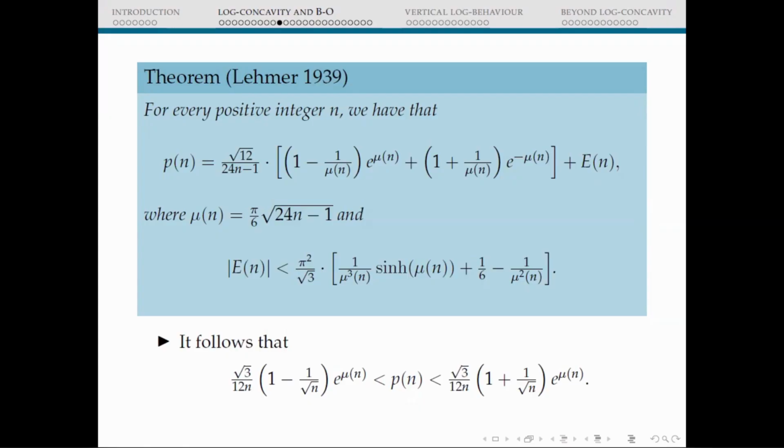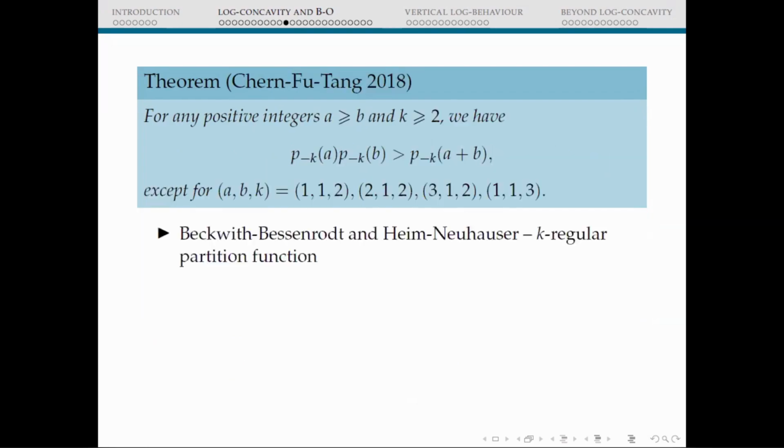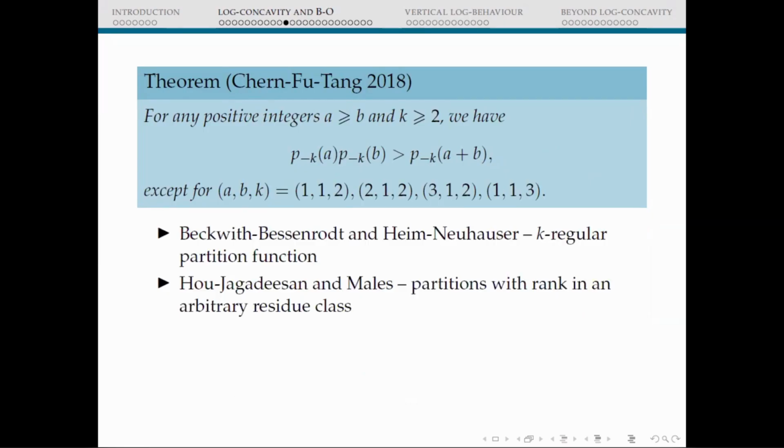It also turns out that we have many similar results for other partition statistics. Here is the case of the k-colored partition function. Also, there are some results for the k-regular partition function and for partitions with rank in an arbitrary residue class modulo t. The rank of a partition is the largest part minus the number of parts appearing in the partition.